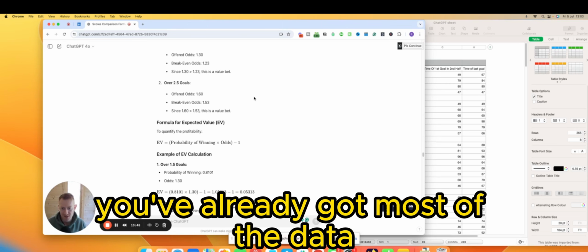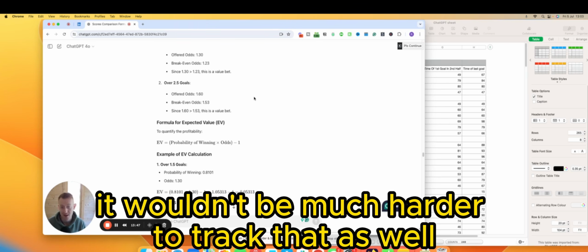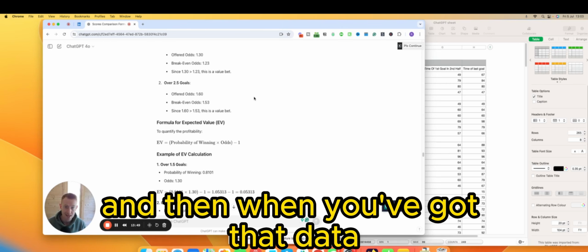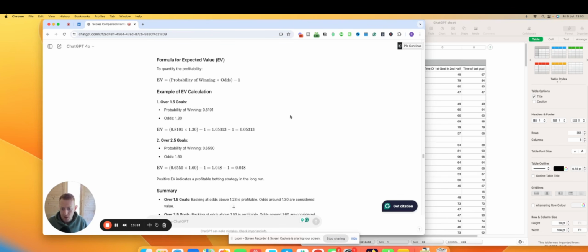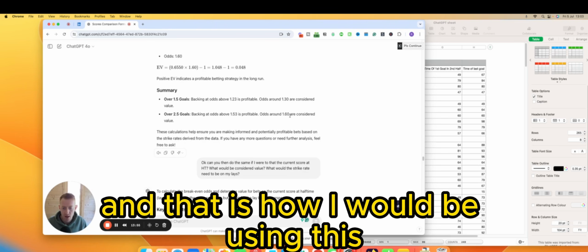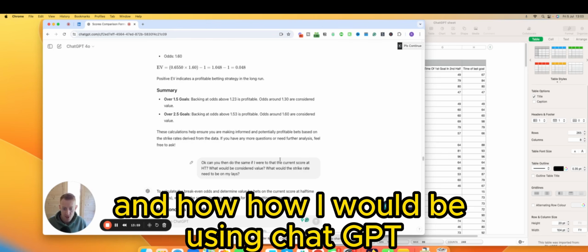And then I'd be tracking that on your sheet. You've already got most of the data. It wouldn't be much harder to track that as well. And then when you've got that data, then you can start to put lower stakes on that. And that is how I would be using this and how I would be using Chat GPT.